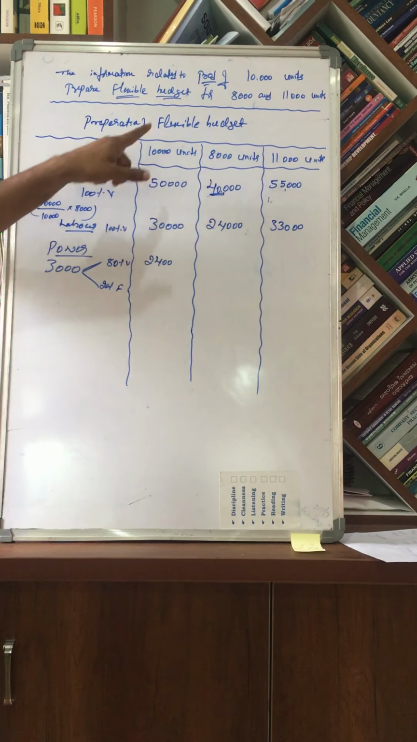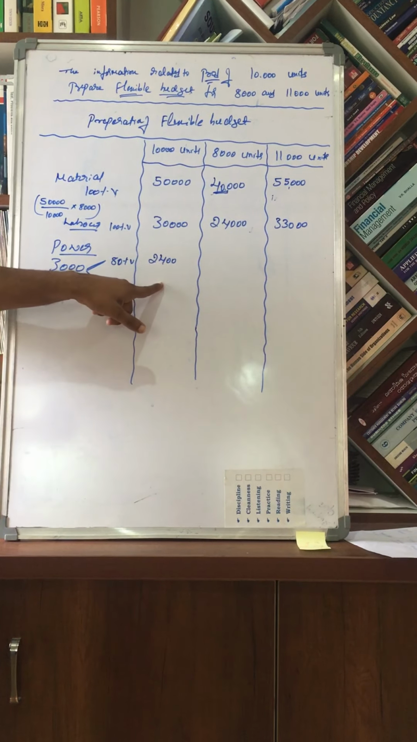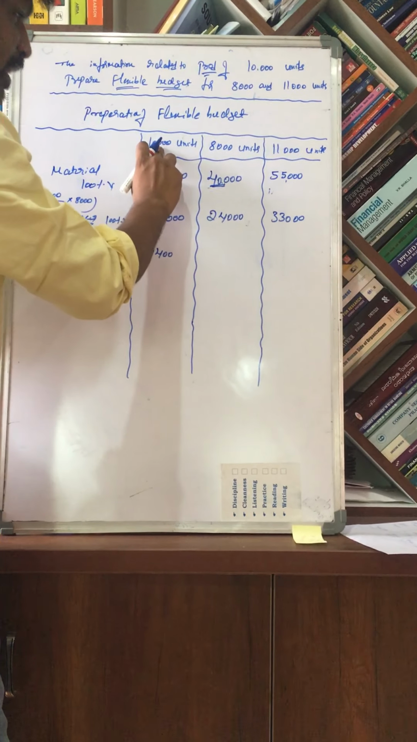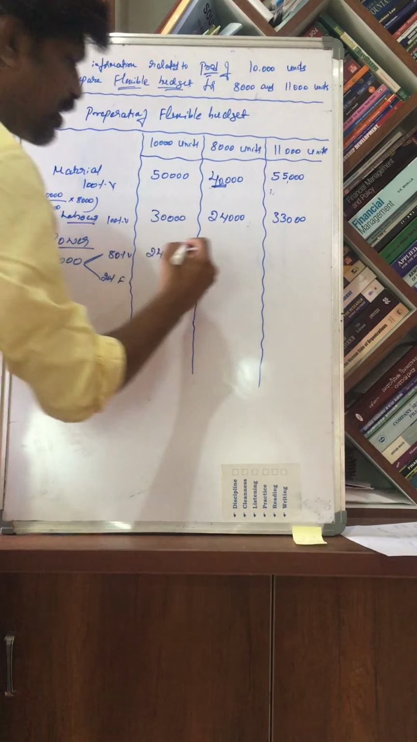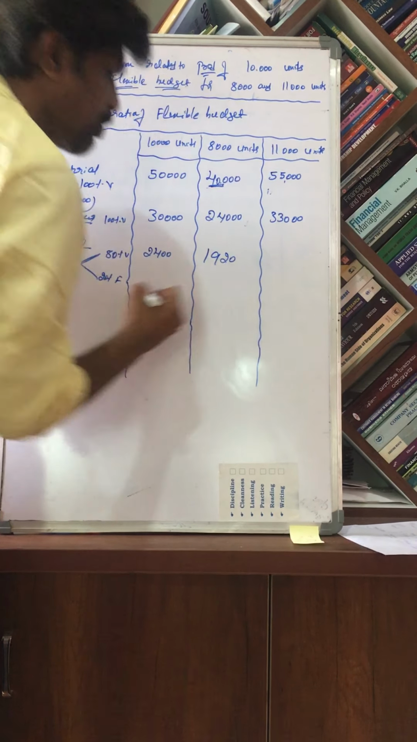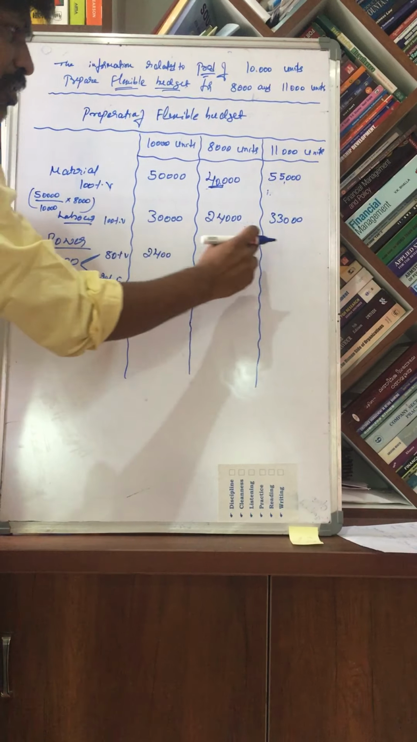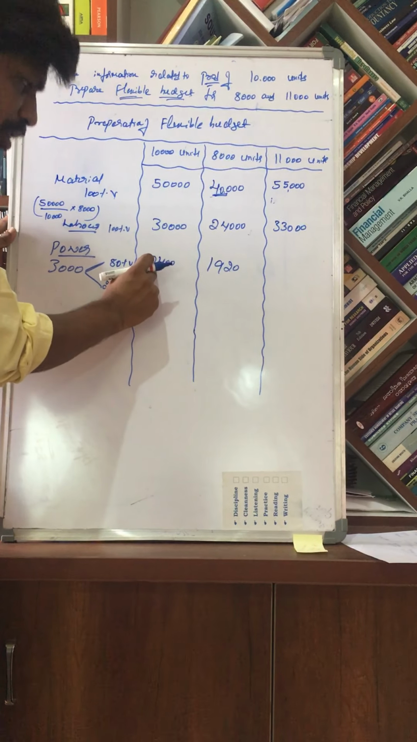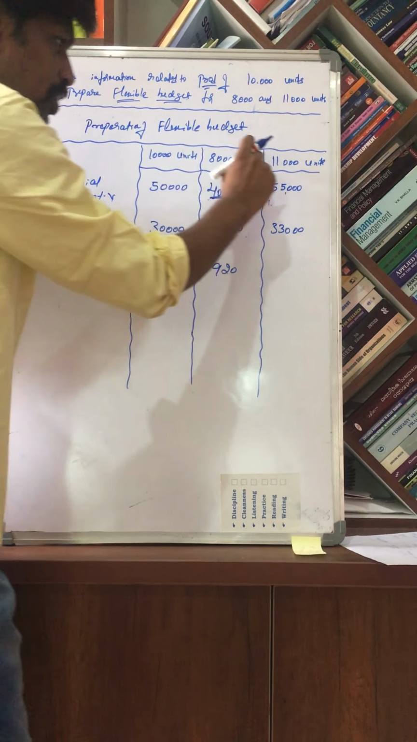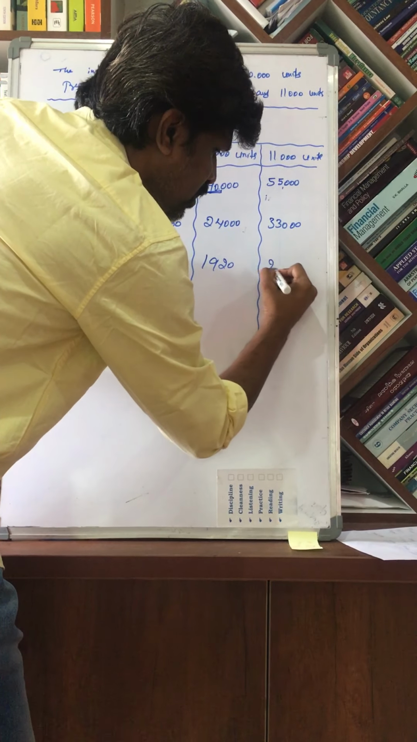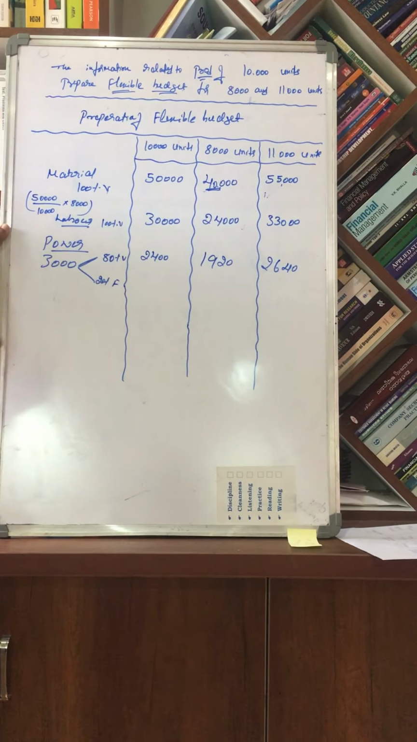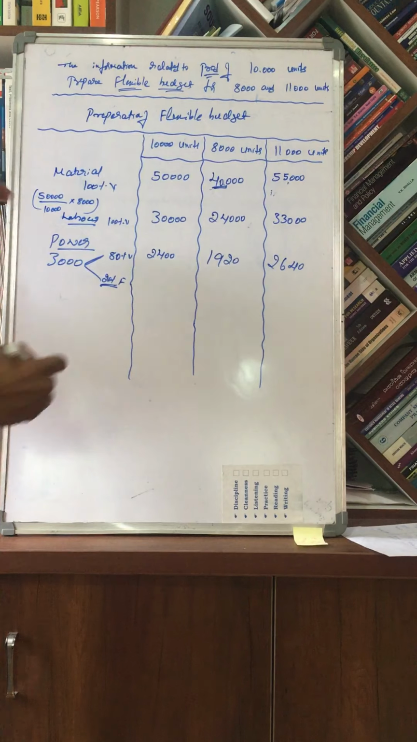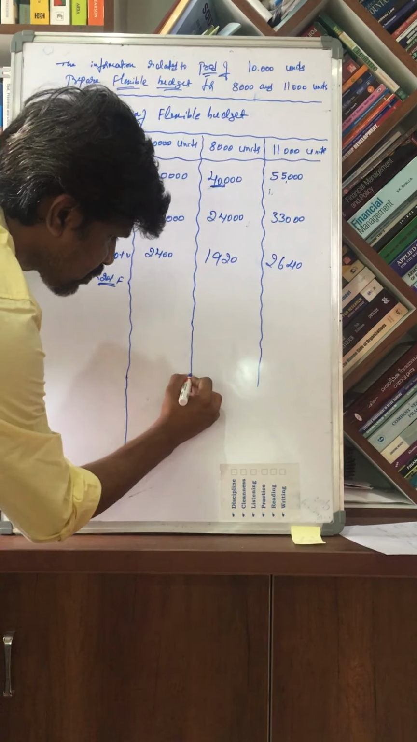2,400 for 10,000 units. What about 8,000? Because this is variable, it varies according to the production. 2,400 for 10,000 units, so for 8,000 units it comes to 1,920 rupees. What is the cost for 11,000 units? 2,400 rupees for 10,000, so for 11,000 units it is 2,640 rupees. We should not consider the fixed cost here because we have to divide the cost into variable and fixed cost. This will be continued.